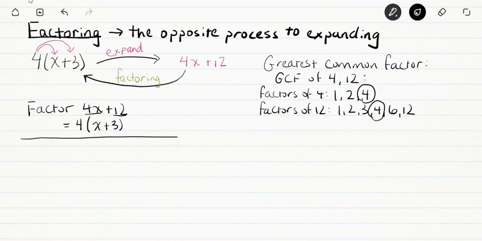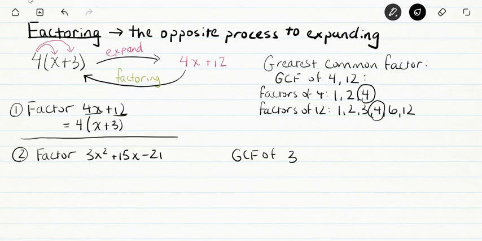Okay, let's look at another example. So we want to factor 3x squared plus 15x minus 21. Again, we're going to look for the greatest common factor here. And here we have 3 terms. So we want the greatest common factor of 3, 15, and negative 21, or positive 21. So 3, 15, and 21.